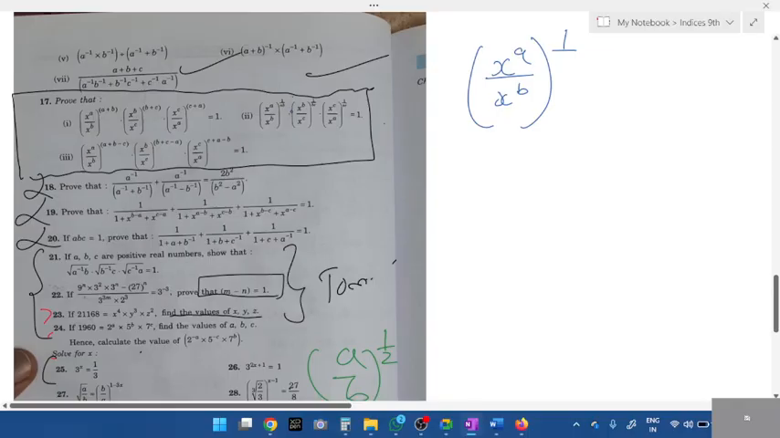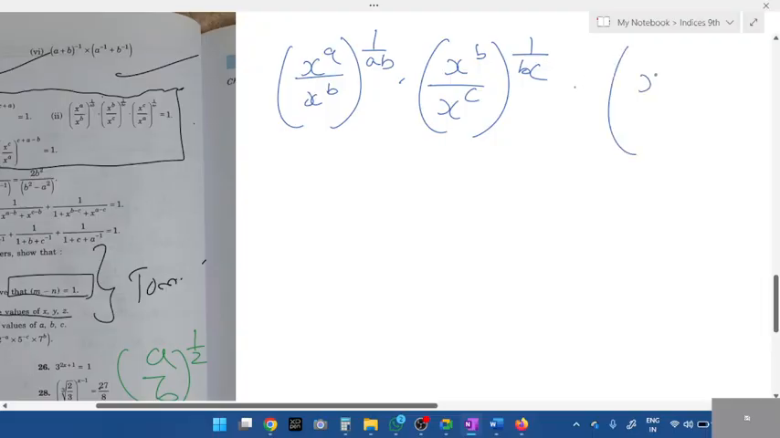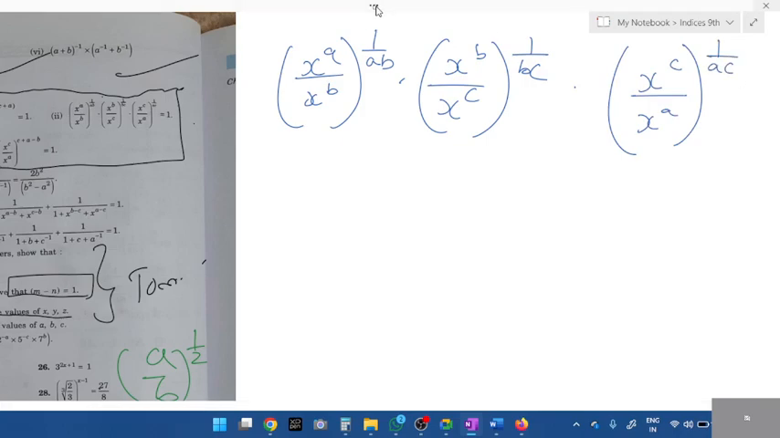Is it 1 by ab into x to the power of b divided by x to the power of c? Then 1 by bc. Next, x^c minus x^a, 1 by ac. You have to prove that when you solve this, it becomes 1, right? It should be 1. Very simple concept.